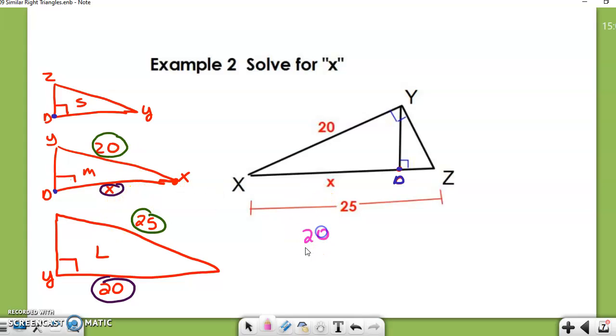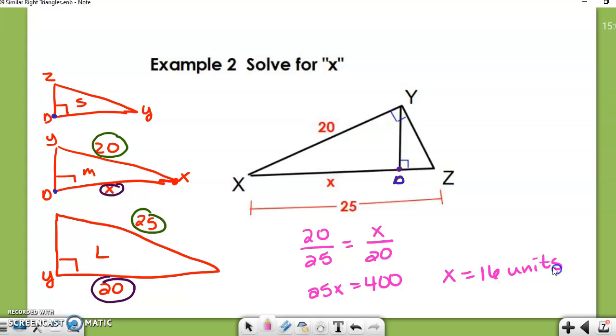So that 20 corresponds to the 25. Go back to my medium, corresponds to 20. Cross multiply. Divide by 25. And x equals 16 units.